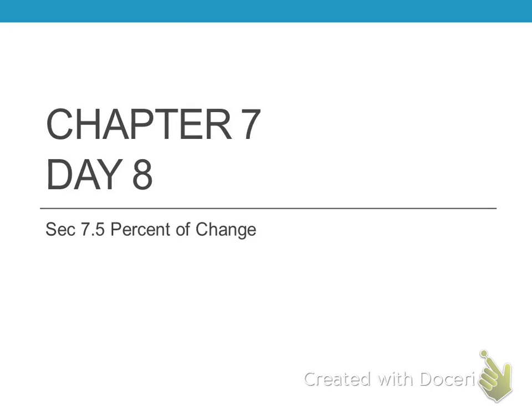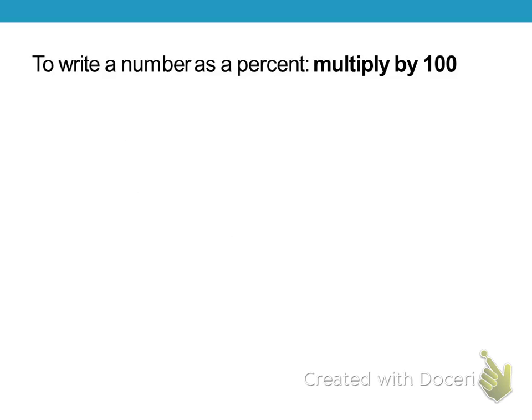So today we are doing day 8. In your notes it's labeled 7.5. It's all about percents. So we're going to start by writing a number as a percent. So this is like a decimal or a fraction. To change a decimal or a fraction to a percent, you multiply by 100.